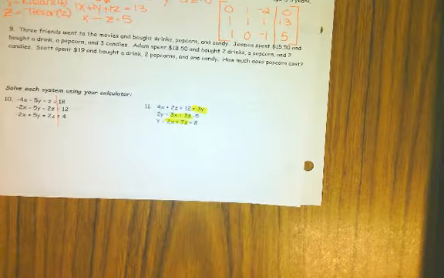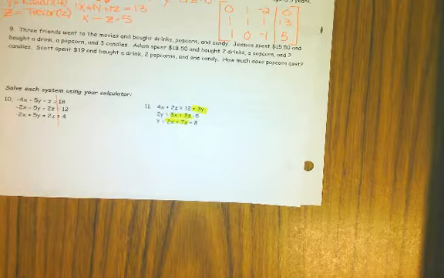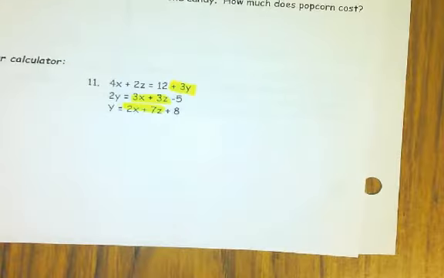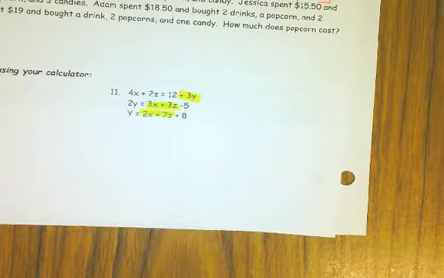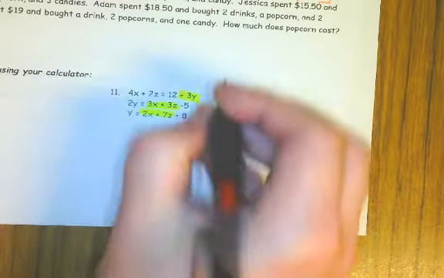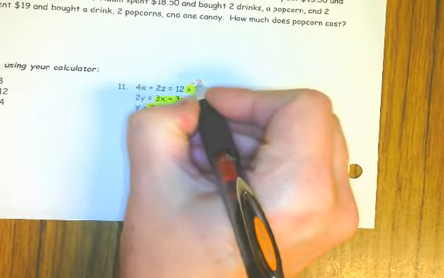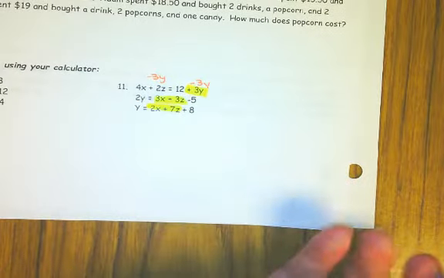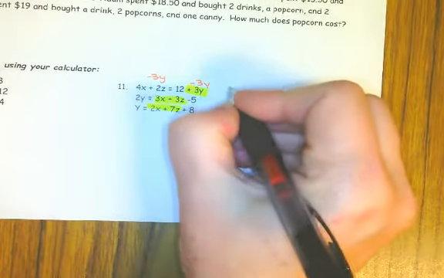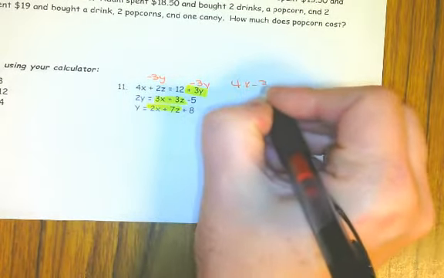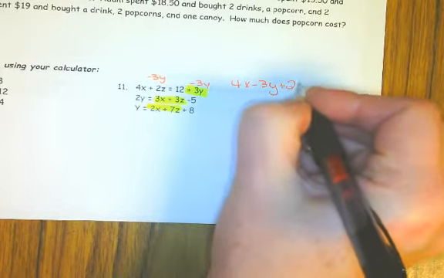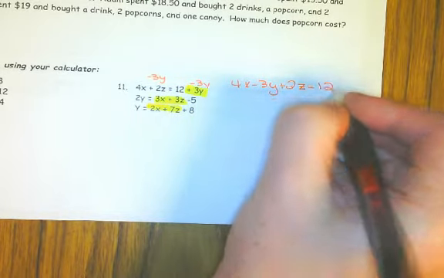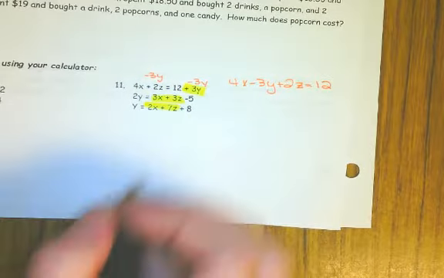So what I'm now going to have to do is rewrite this so that I can put it into the matrix. So I need to get all the variables on the left-hand side. So I'm going to do minus 3y here, which means I have to do minus 3y here. And then I'm going to rewrite all this so that it's in alphabetical order. So 4x minus 3y plus 2z equals 12.